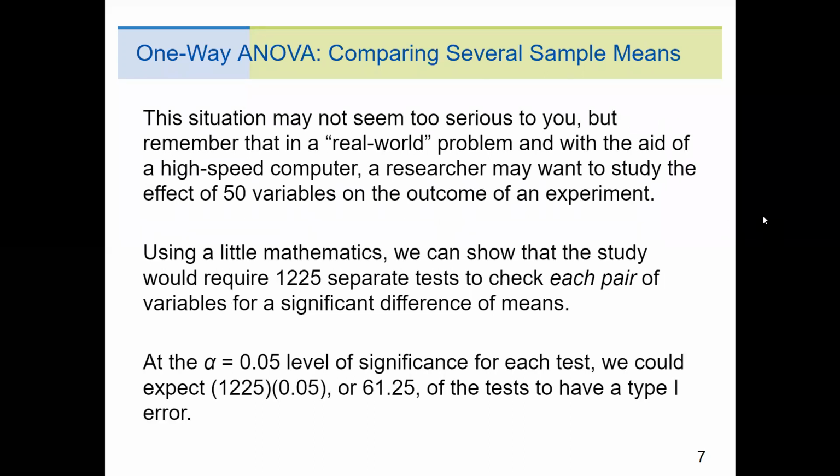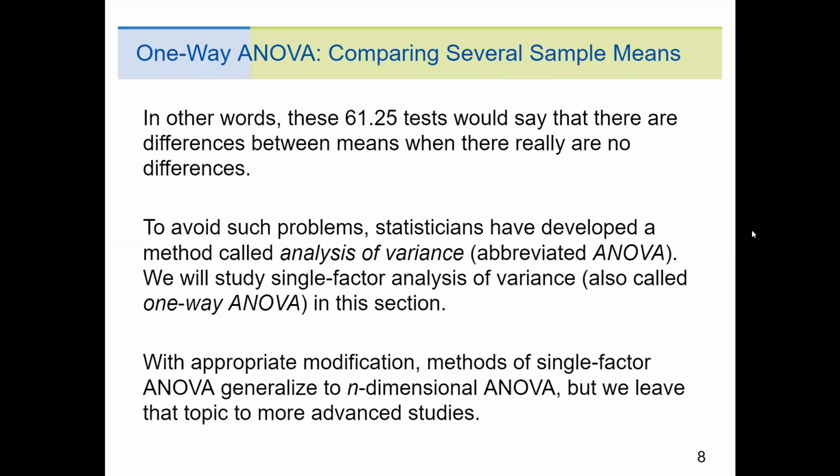This situation may not seem too serious to you, but remember that in a real-world problem, and with the aid of a high-speed computer, a researcher may want to study the effect of 50 variables on the outcome of an experiment. Using a little mathematics, we can show that the study would require 1,225 separate tests. Check each pair of variables for significant difference of means. At the alpha equal to 0.05 level of significance for each test, we could expect 61.25 of the tests to have a type 1 error. In other words, these 61.25 tests would say that there are differences between means when there are really no differences at all.